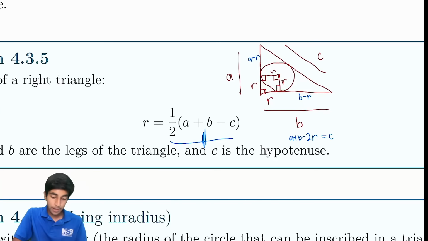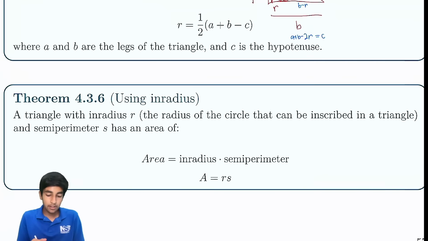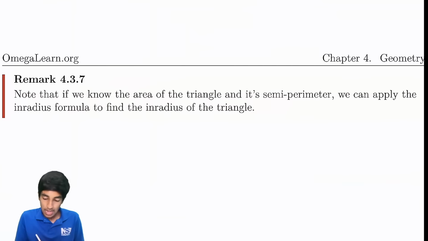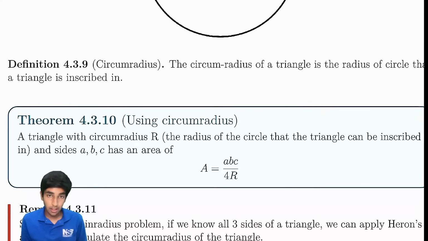So a good thing to keep in mind for right triangles: you should know how to derive it if you don't memorize the formula, but you can find the inradius from the sides. Now using inradius, we discussed this already. And if you know the area and semi-perimeter, you can find the inradius. Okay, now circumcenter. Now this is actually much less known.